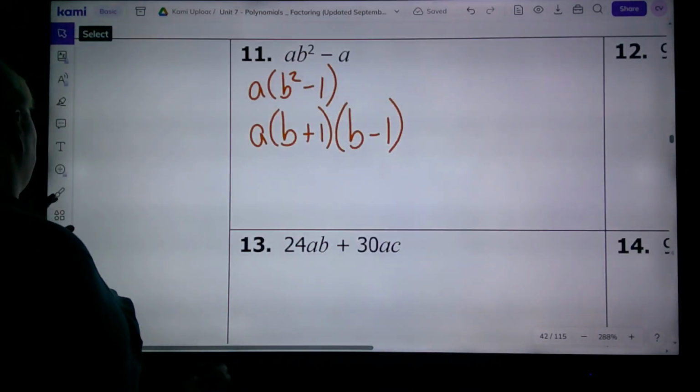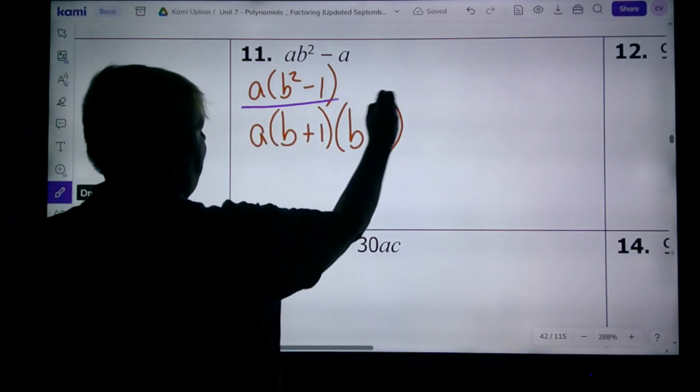Box it. My bad. I feel like I didn't finish because I didn't box it.